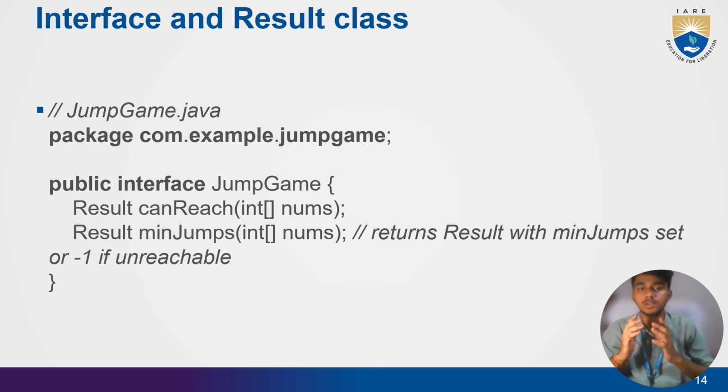So it's time to understand the code and implement it in Java. Here we declare the contract for any implementation. Both methods return a result object, so each implementation can include runtime instrumentation. This keeps the API consistent, so callers can switch algorithm strategies easily.